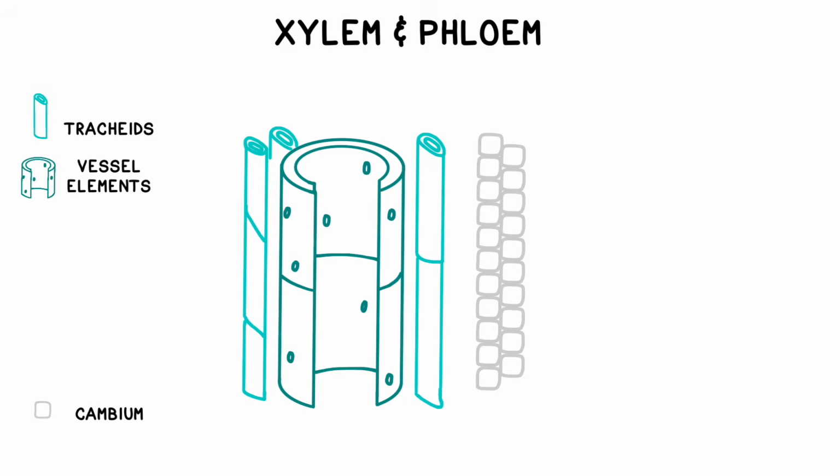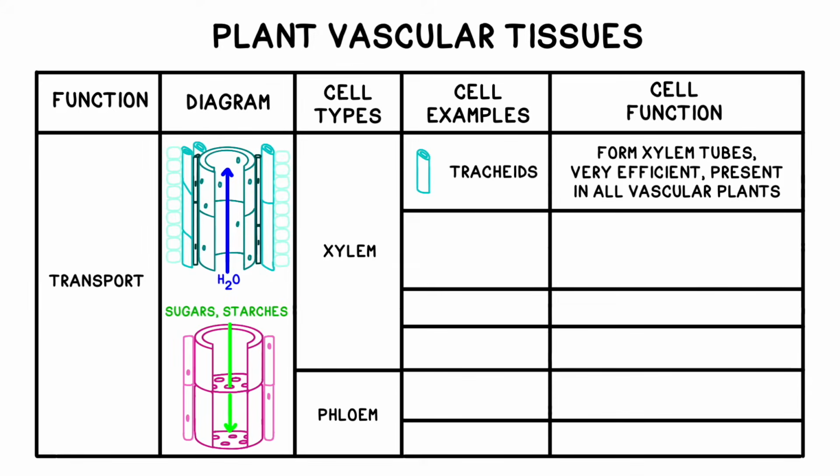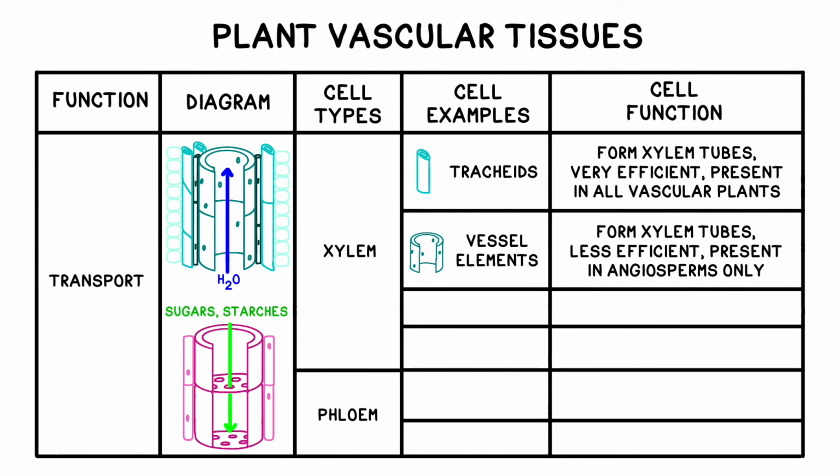Xylem consists of tracheids and vessel elements. The tracheids join together to make the xylem tubes. They have thin walls and are present in all vascular plants and are highly efficient. Vessel elements join together to make xylem tubes as well, but they have thicker walls, are present only in angiosperms, and are less efficient. Xylem tissue also contains fibers made of lignin.